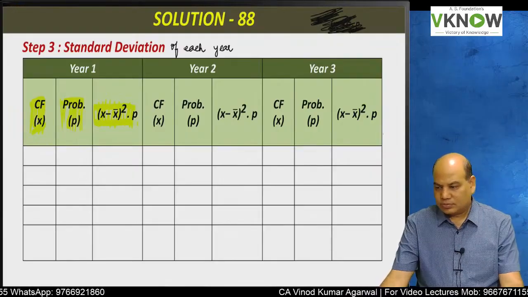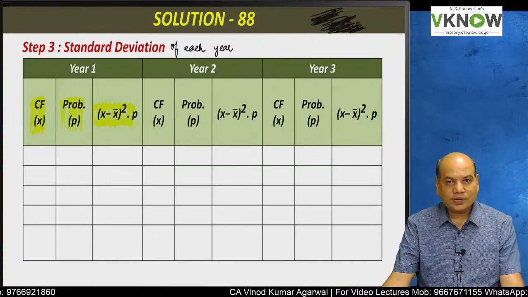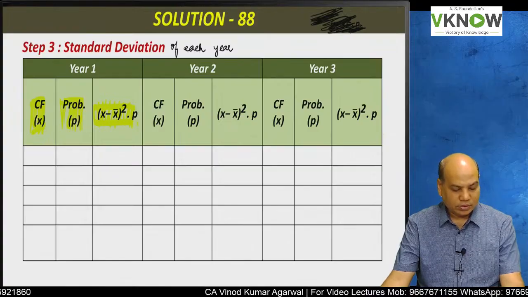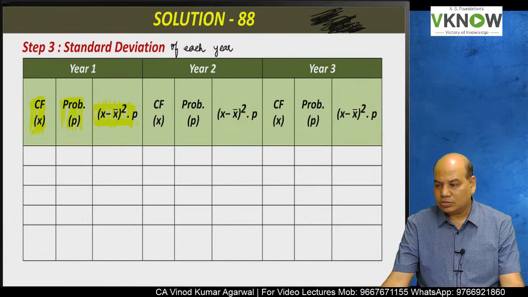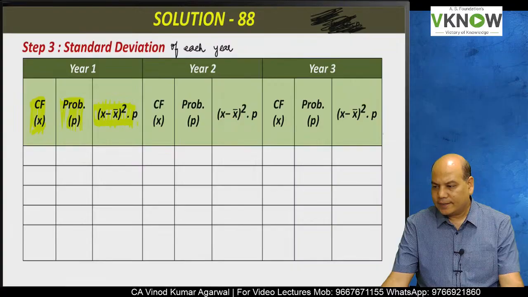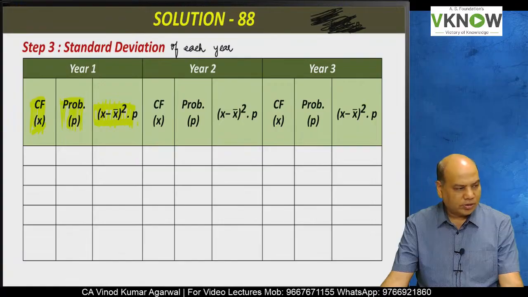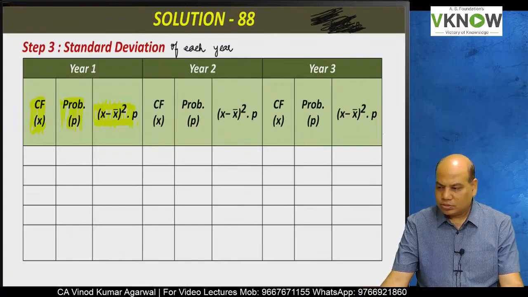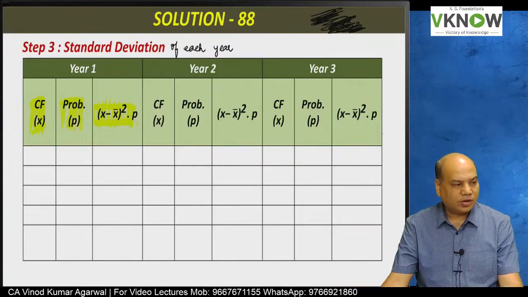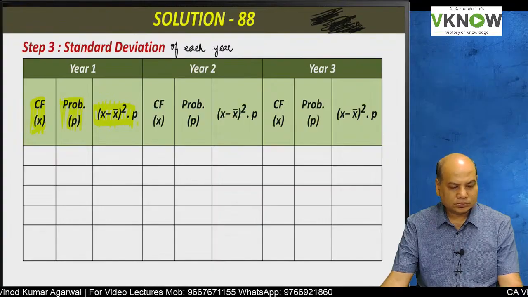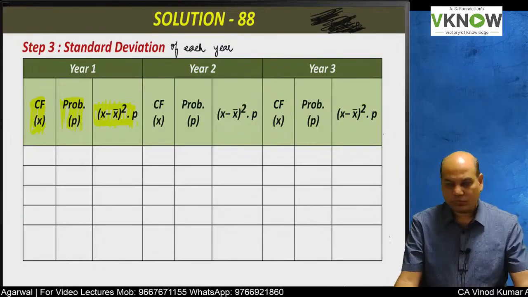Calculation of standard deviation of each year: cash flow, probability, (x minus x bar) square, into probability. Then year 2 cash flow, probability, (x minus x bar) square into probability. Year 3 cash flow, probability, (x minus x bar) square into probability. Is it right?